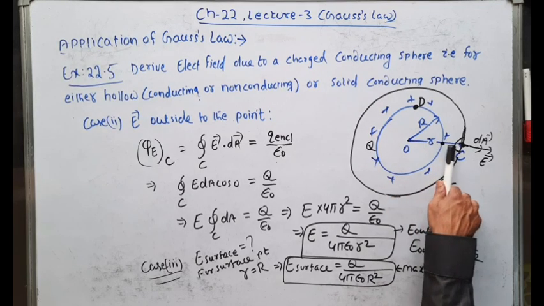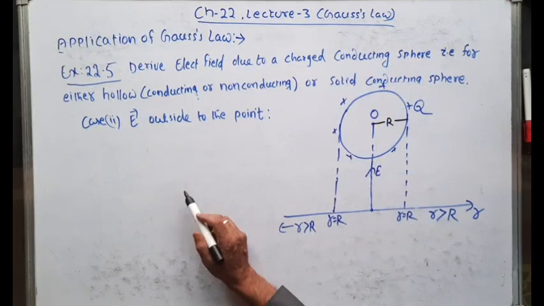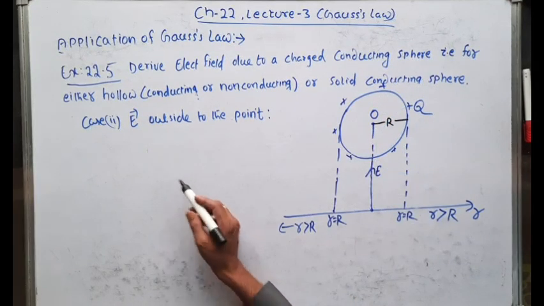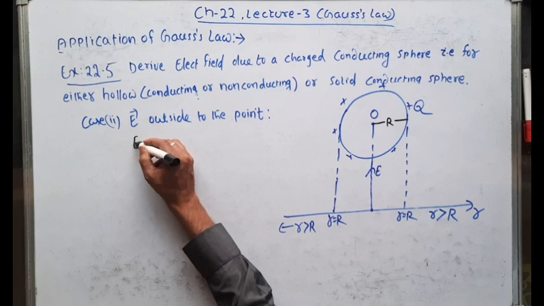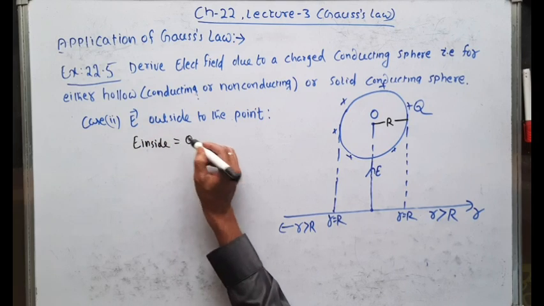And as we move away from the surface, electric field intensity decreases. So now we can draw a graph between electric field versus distance. What is the conclusion? Electric field intensity inside this charged sphere is equal to 0.